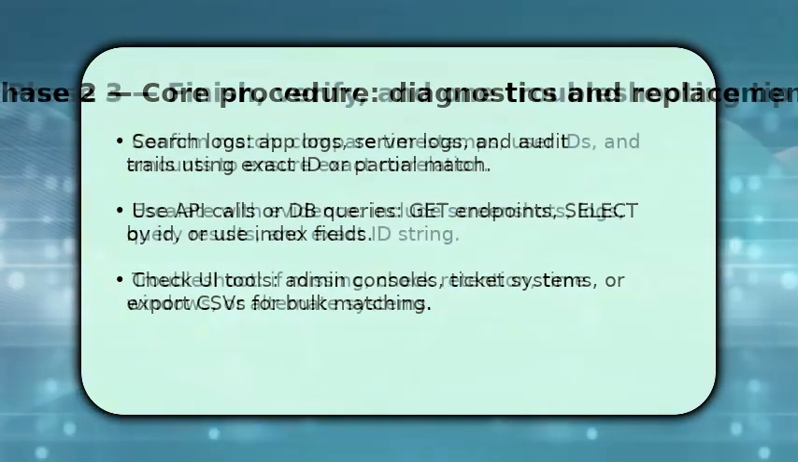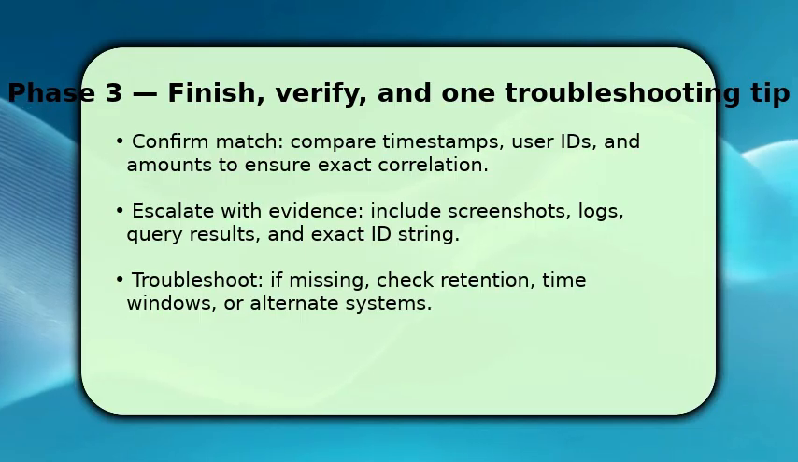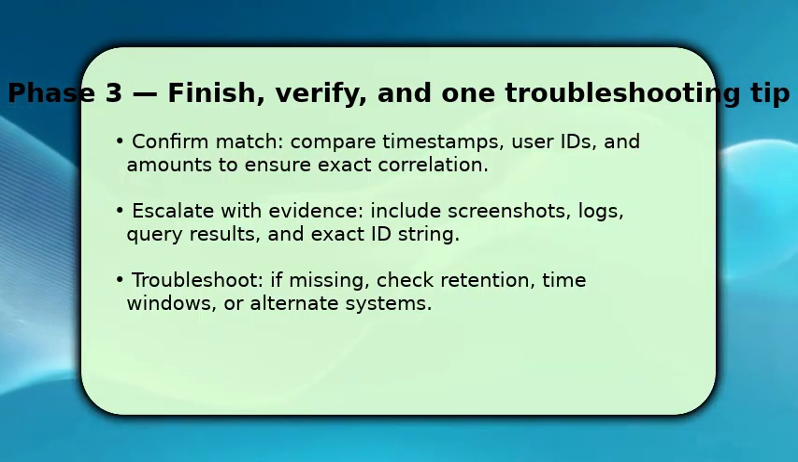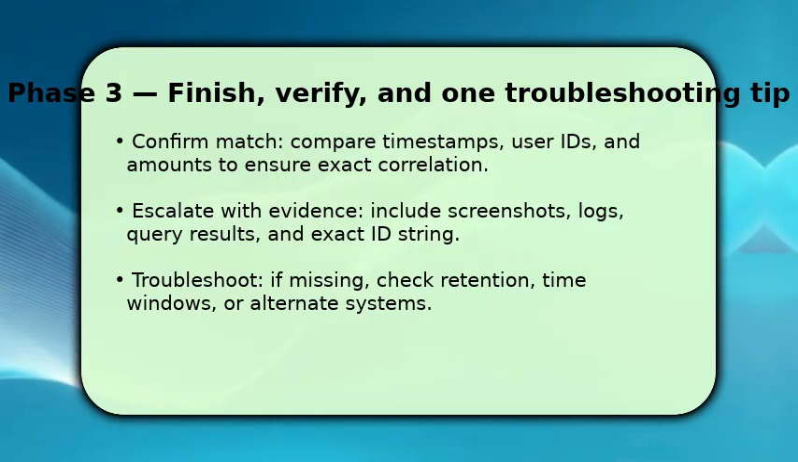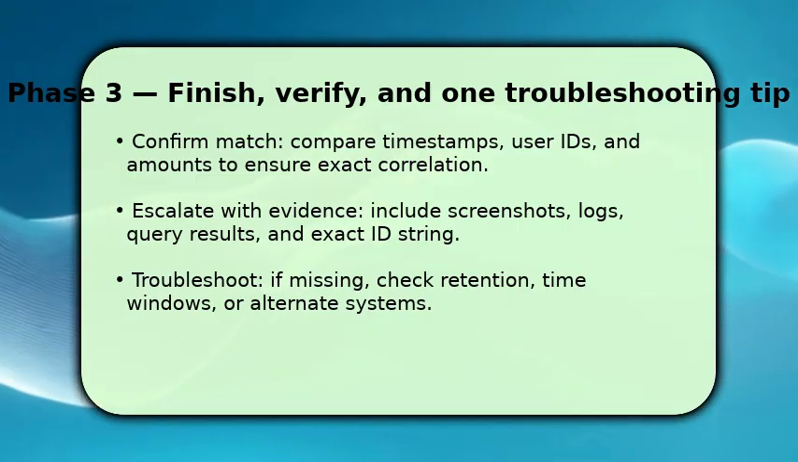You finish by validating the reference ID against supporting data so the match is reliable. Compare timestamps, user or order ID, and any amounts to confirm the record aligns. If everything matches, document the ID plus its source.